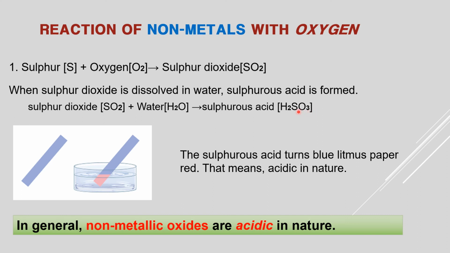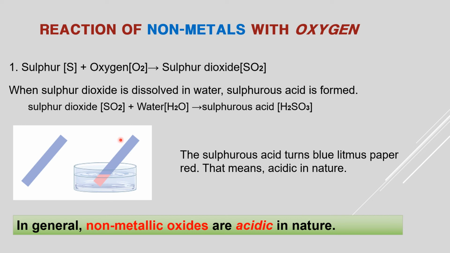Okay children, so don't be confused. This reaction of metals or non-metals with oxygen, this chemical reaction you have to study. How will you study? Write and study. Learn by heart that chemical name and that chemical reaction. See, now we'll check whether the non-metallic oxide is acidic or basic.